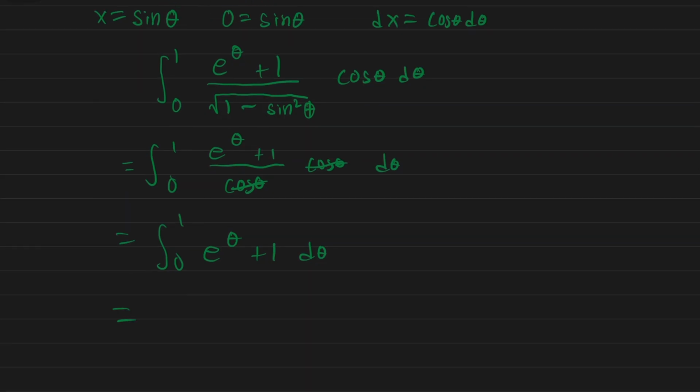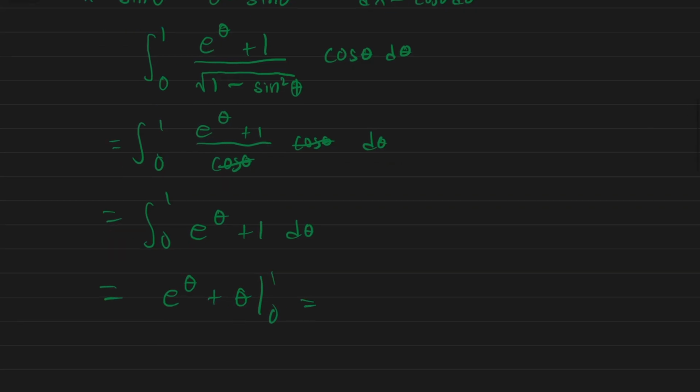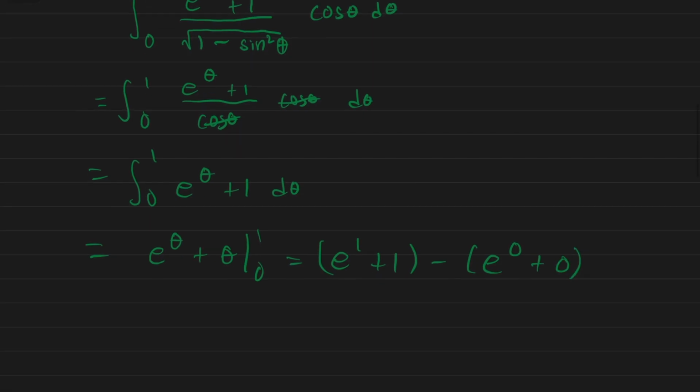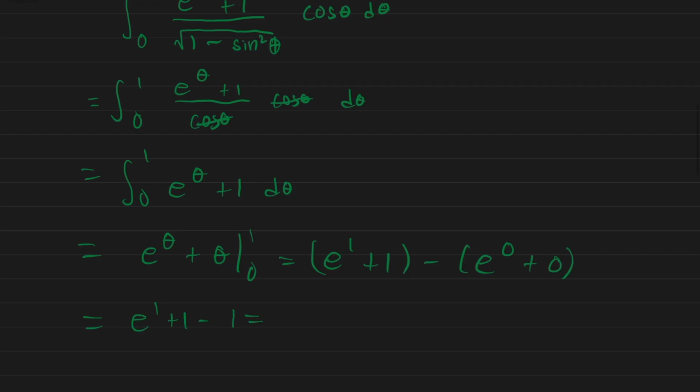This we can integrate. The integral of e to the theta is just e to the theta. The integral of 1 is theta, from 0 to 1. So we get e to the 1 plus 1 minus e to the 0 plus 0. Remember, we can't just take away the 0 term yet. Sure, theta is going to be 0, that is nothing, but e to the theta is not going to be 0. So we get e to the 1 plus 1 minus, what's e to the 0? Well, that's 1. So we're left with e as our answer.